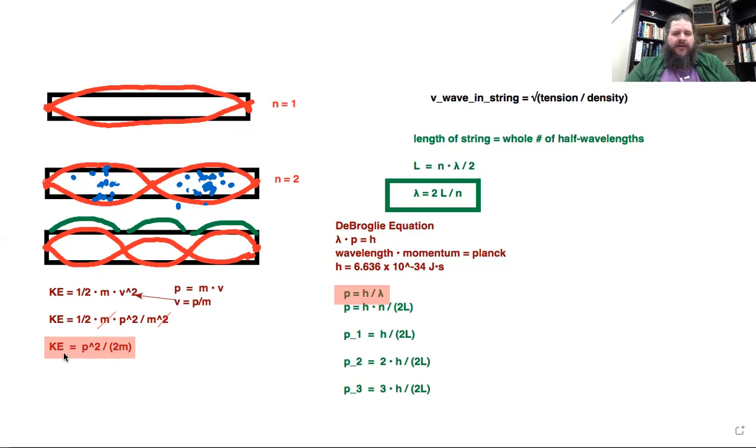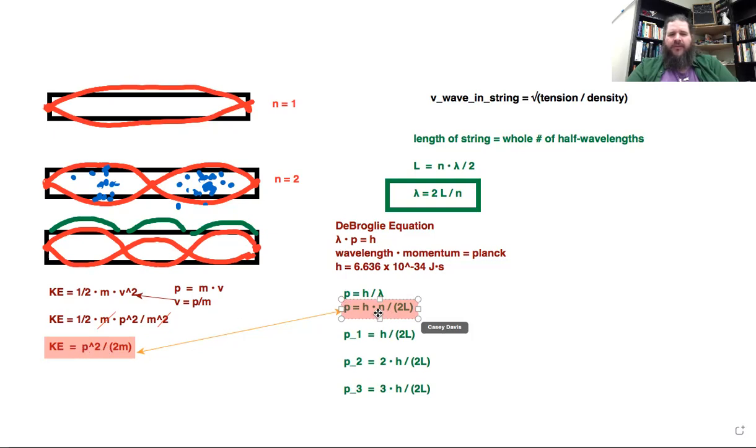But going back to this formula for kinetic energy, momentum is very useful here because we have a formula relating momentum to wavelength, specifically the de Broglie equation. So that ties these together. In fact, by using the fact that momentum is specifically h times n over 2L, we can combine these equations. We know that kinetic energy is momentum squared divided by 2 times the mass, and we have a formula for momentum. So we can combine those by just plugging it in for momentum here.